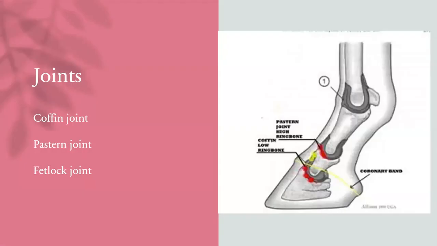Shaking heads, yes, excellent. All right, our joints. So we went over these. Our coffin joint is going to be our bottommost joint, then our pastern, and then our fetlock. Why are these important? When you get to your next couple sessions, you're going to be talking about conformation and lameness, and we're going to start talking about diseases that affect these joints. So if we're talking about low ring bone, that's going to be in that coffin joint. And if we're talking about high ring bone, that's going to be in your pastern joint.